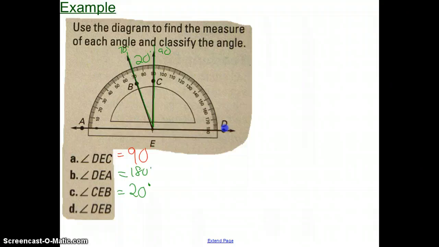And the last one, angle DEB. Change the color here. Going from D to point E at the vertex up to angle B. Well, this was 90, and then another 20, we're looking at 110 degrees.